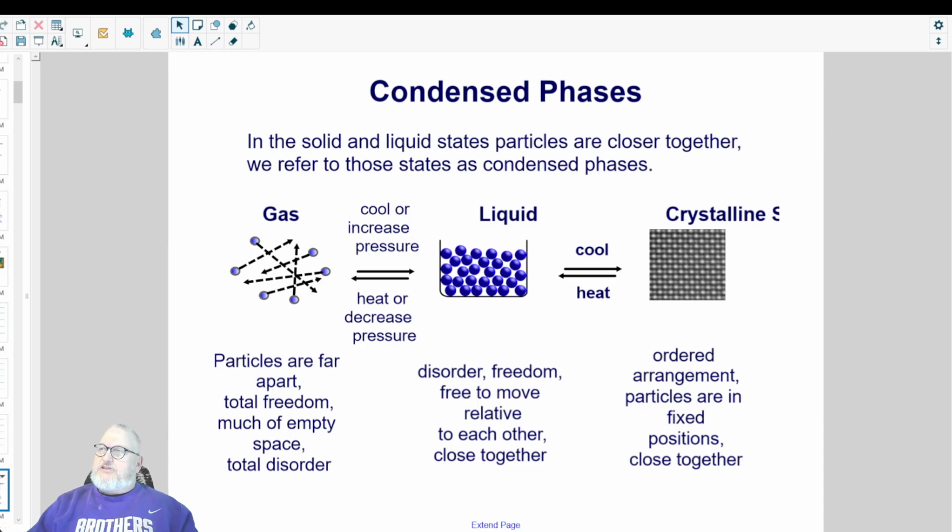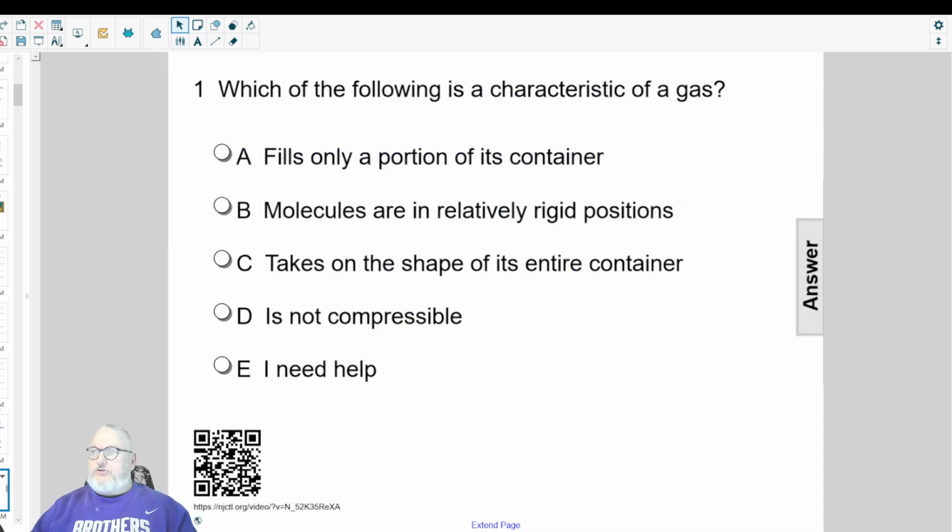As particles get closer together, we call these the condensed states. A liquid is slightly condensed from the gas. A crystalline solid is very condensed. So a liquid and a crystalline solid are your condensed states because the particles are so close together.